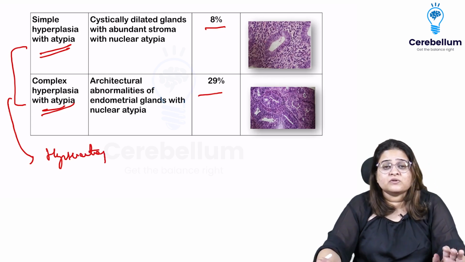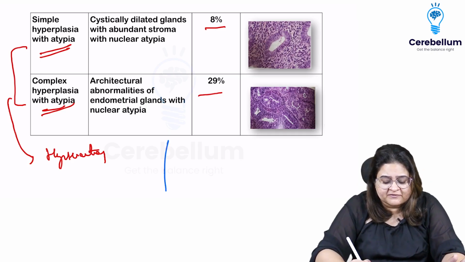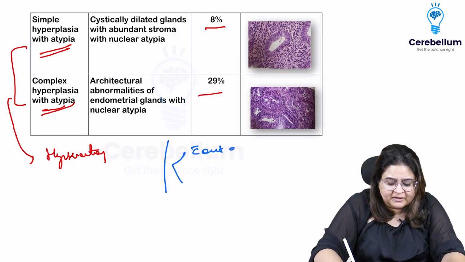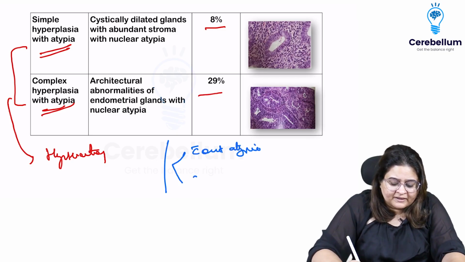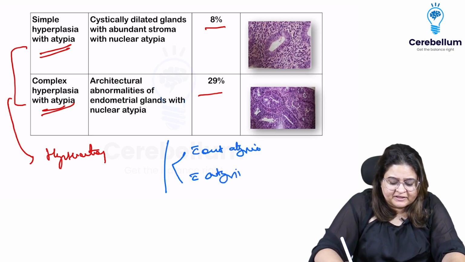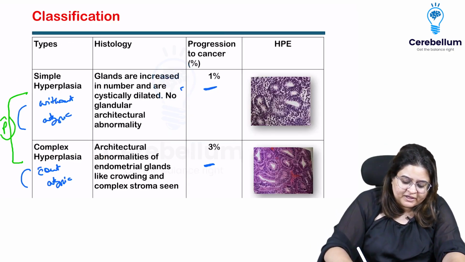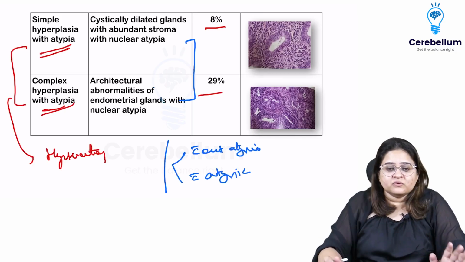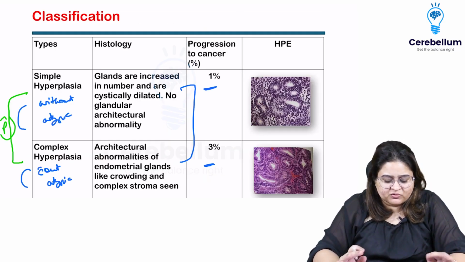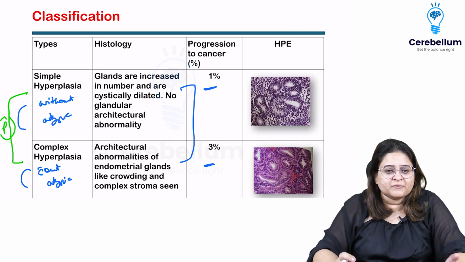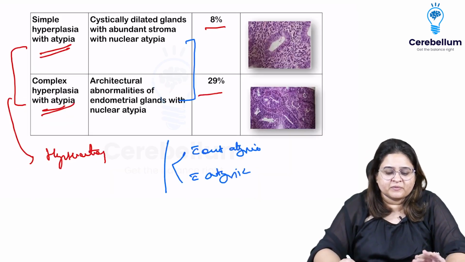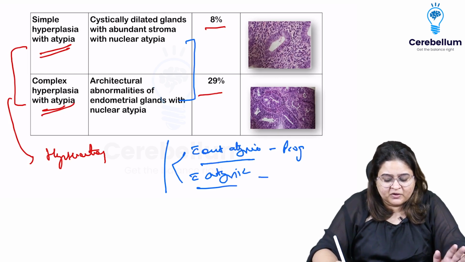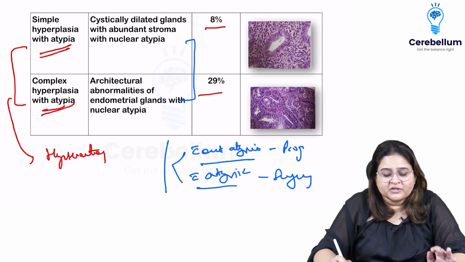I told you this is the older classification. What is the newer classification? It is much simpler. We just say endometrial hyperplasia without atypia and endometrial hyperplasia with atypia. So you've clubbed these two together, and you've clubbed these two together. So it's much simpler now. Without atypia, you're going to give progesterones. With atypia, you're going to do surgery. That is, you're going to do a hysterectomy.